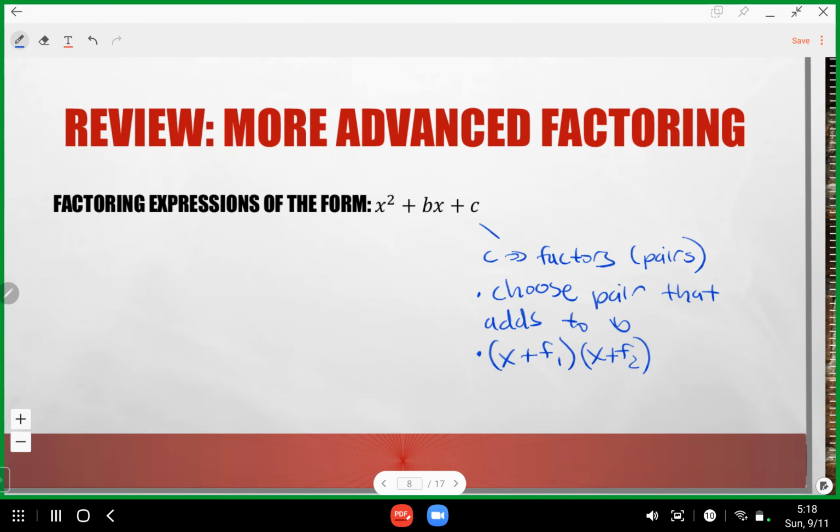So did everybody understand that? Hopefully there are no questions on that. I think you guys did fine on the homework, so there should not be many questions. And today we'll be doing a more advanced form of that with an a term in front of the x squared. But that's for today.